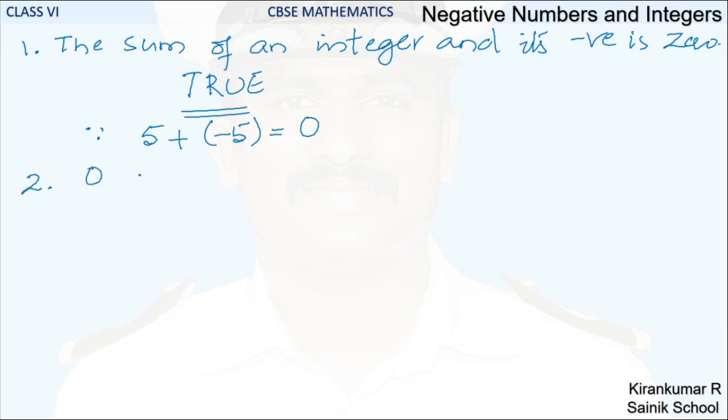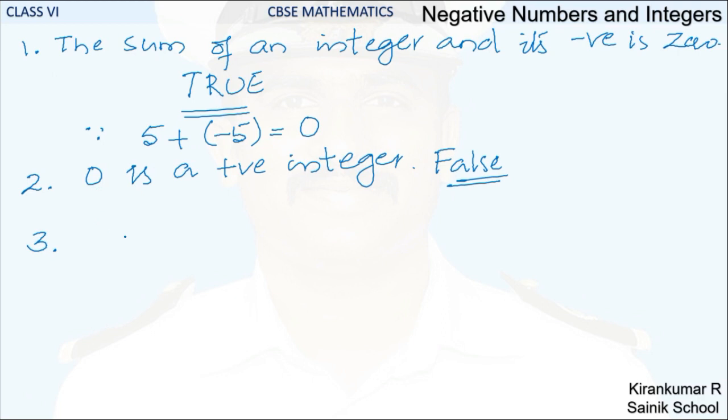Second statement, 0 is a positive integer. Is this statement true? You should say that this statement is false. The reason is 0 is neither negative nor positive.